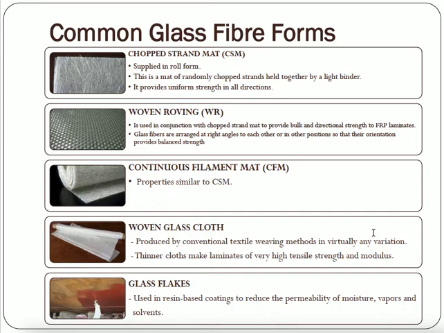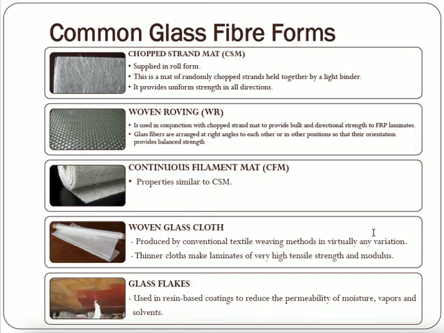We have chopped strand mat, CSM. It is applied in roll form, and this is a mat of randomly chopped strands held together by a light binder, and it provides a uniform strength in all directions.